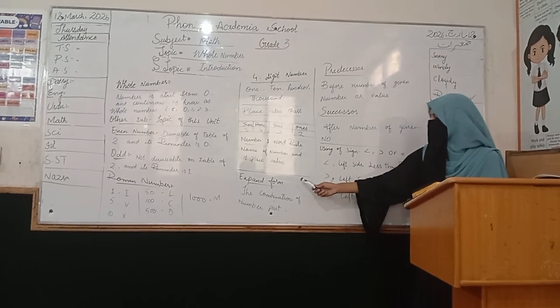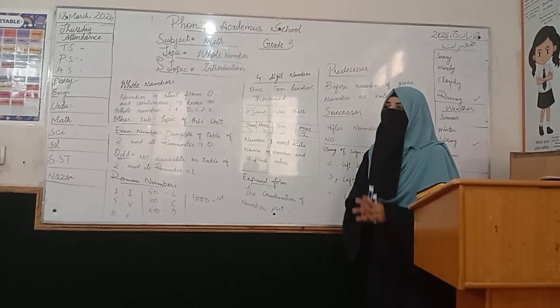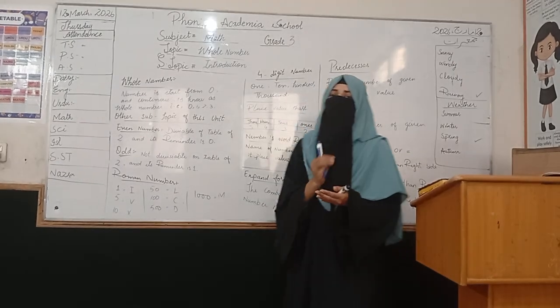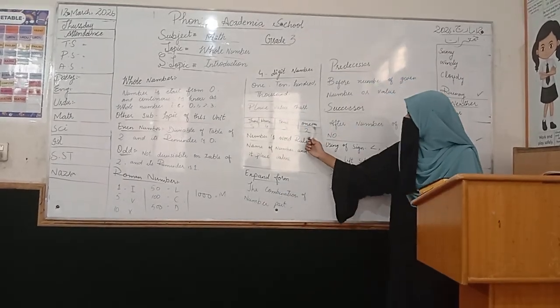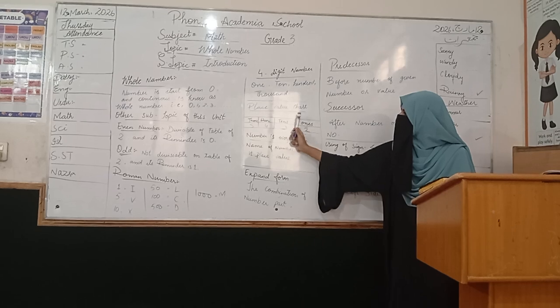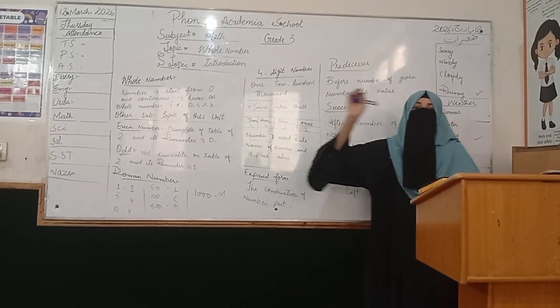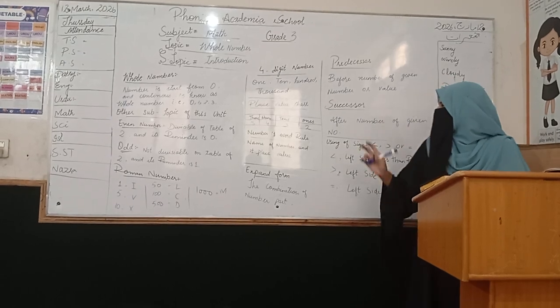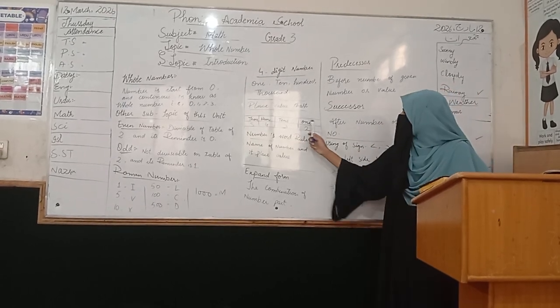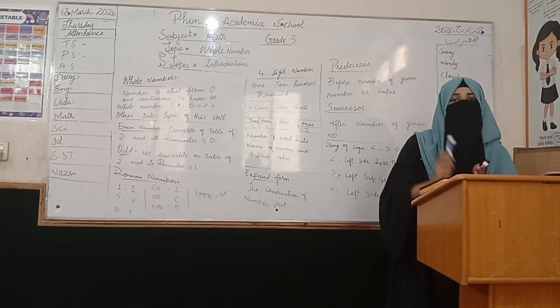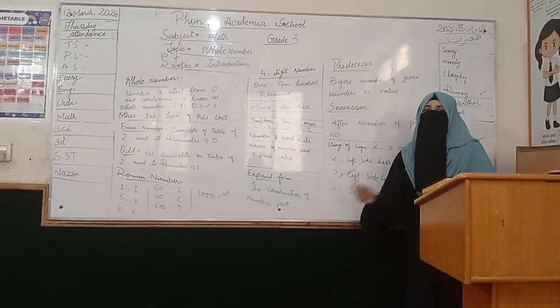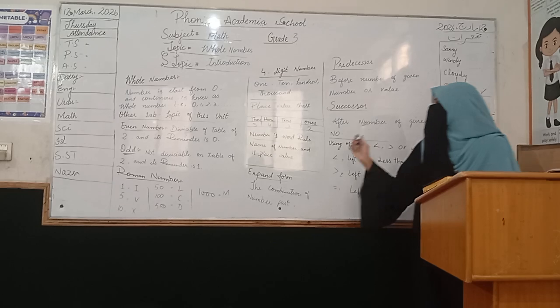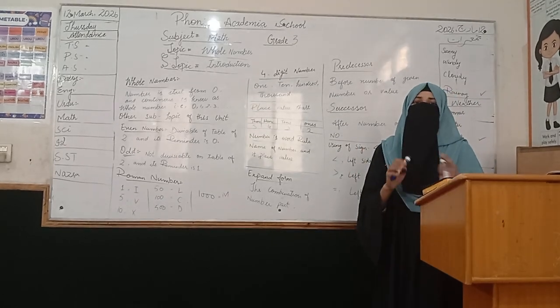Next step is expanded form. What is expanded form? The combination of the parts of this number, because it has parts. For example, 1, 10, 100 and 1000. These 4 parts are combined to make a 4-digit number. If you have a 2-digit number, 10 and 1 are combined to make a 2-digit number. So expanded form is a form in which the parts are combined to make a whole number.